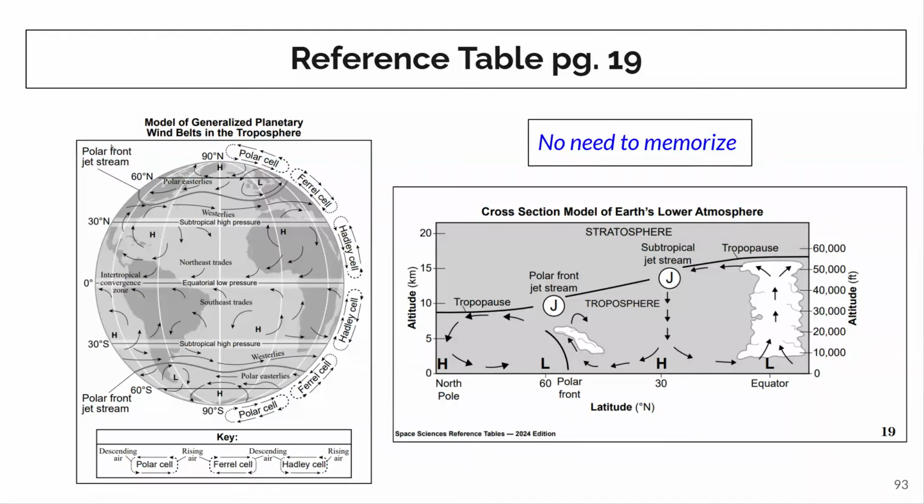And it's also outlining our jet stream. So this is the polar front jet stream right between the polar and the Ferrel cell. But there's also a subtropical jet stream right here that it's not outlining.